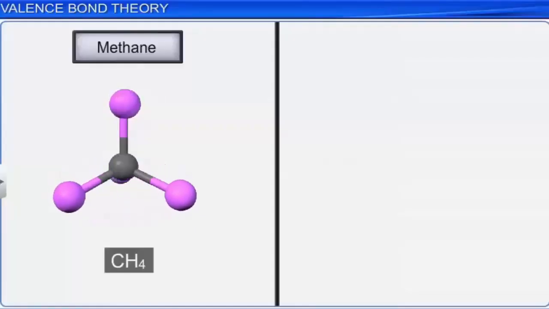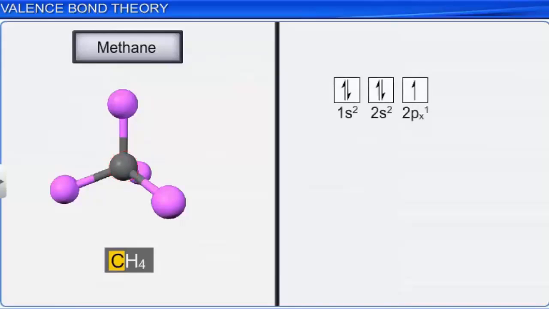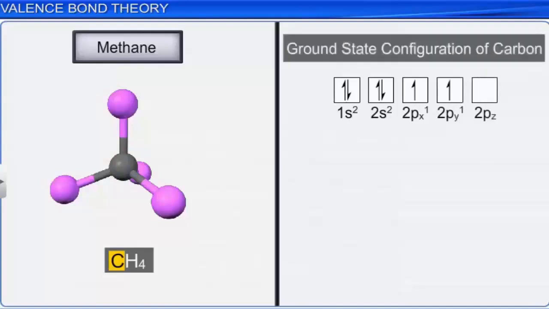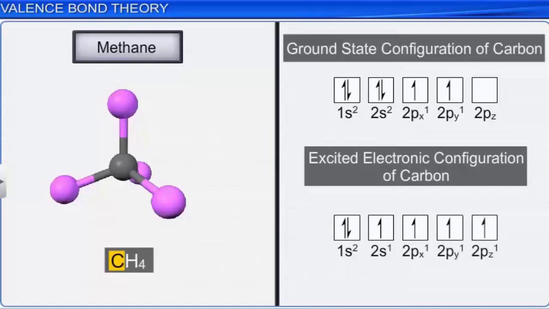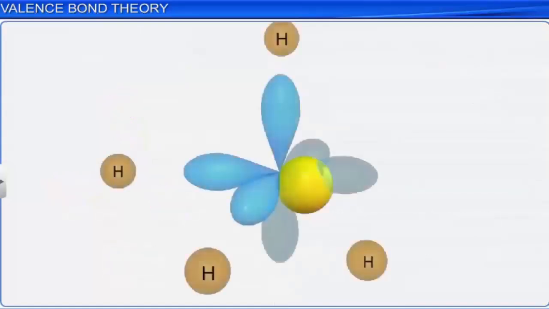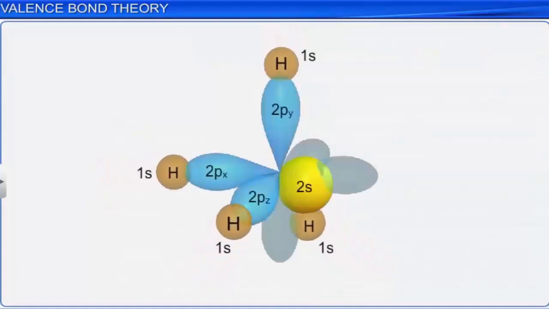Let us explain the above limitation by considering methane molecule. In methane, the central atom carbon has the configuration of 1s2, 2s2, 2px1, 2py1. In its excited state, the configuration becomes 1s2, 2s1, 2px1, 2py1, 2pz1. The four atomic orbitals of carbon, each with an unpaired electron, overlap with four singly occupied 1s orbitals of the hydrogen atoms to form four CH bonds.